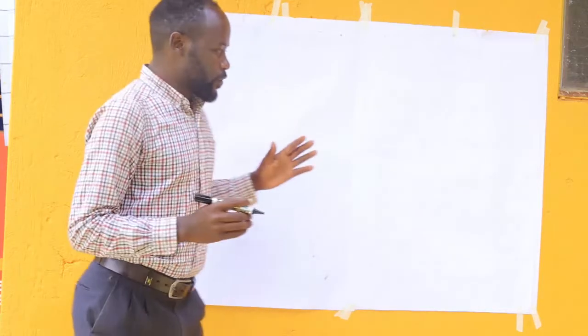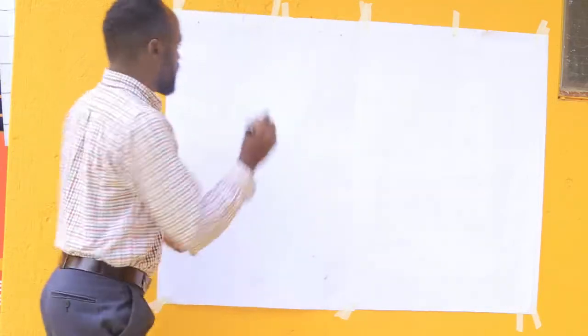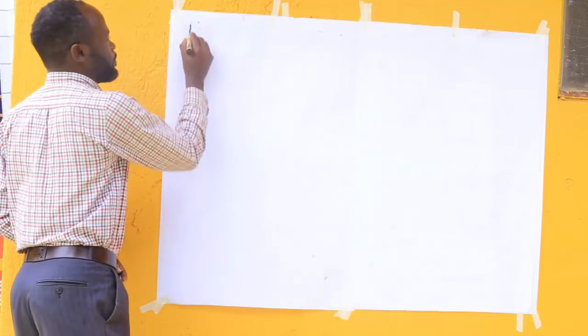Yes, I welcome you back to this second session of kuhesabu, counting. So we left when we had stopped at 100 and we said 100 is called mia moja. Let us start from there.